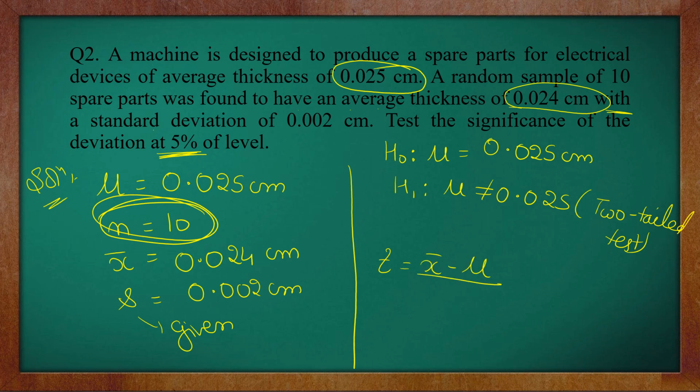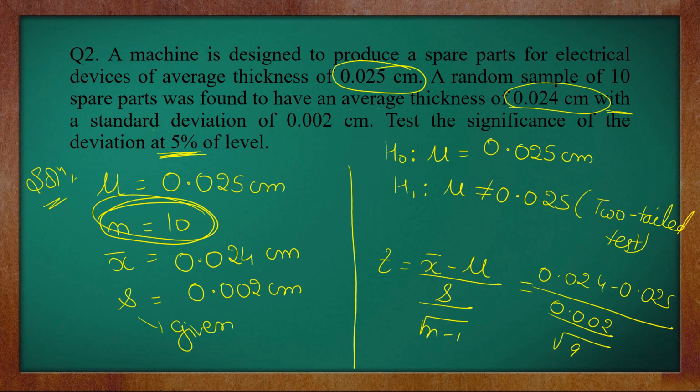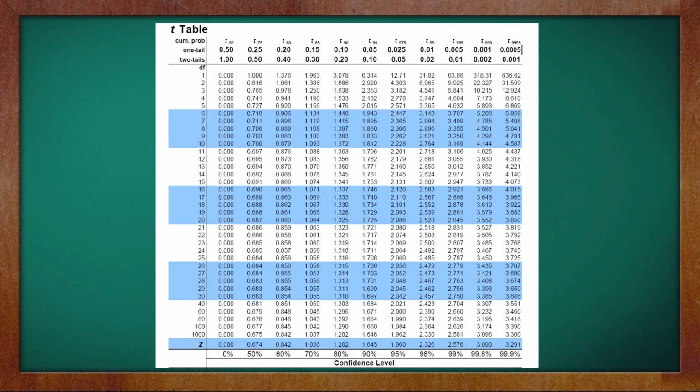X bar minus mu divided by s upon under root n minus 1. Now put the values. X bar is 0.024, mu is 0.025, S is 0.002, divided by n minus 1, which is 9. So when you solve it, you will get the solution minus 1.5. Now what is n? 10. So n is 10, so what is the degree of freedom? This is 9. So 9 is the degree of freedom.